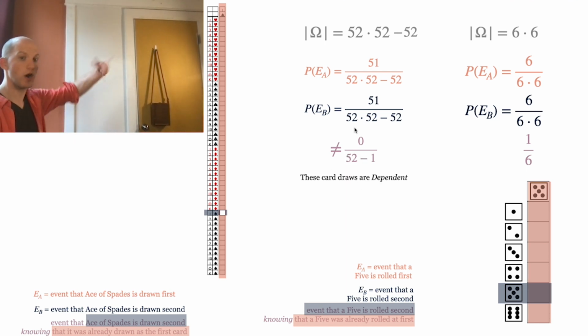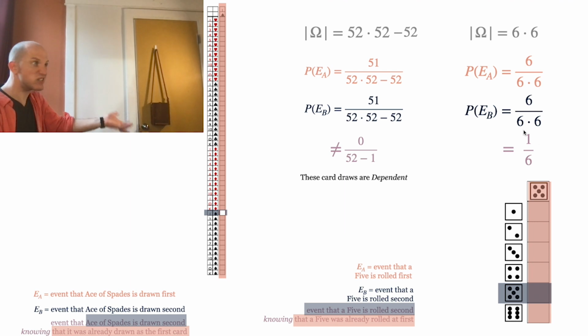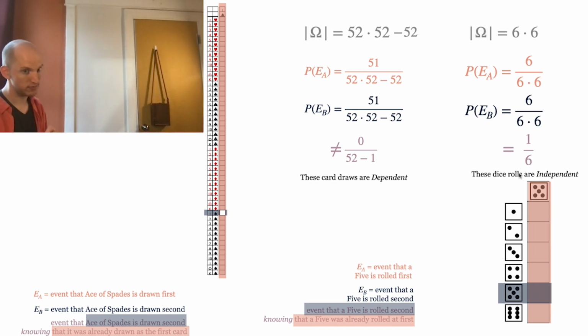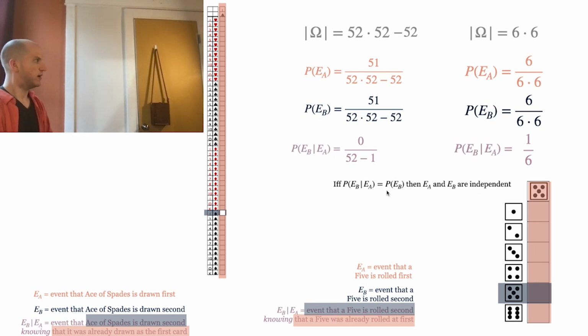So we say that these two card draws are dependent because this purple probability no longer equals its original blue probability. Whereas for the dice, 6 over 6 times 6 is 1 over 6. The 6's cancel. It stays exactly the same. Dice are independent. The probability stays the same no matter what you observe. Or at least we can say that event B is independent of event A.